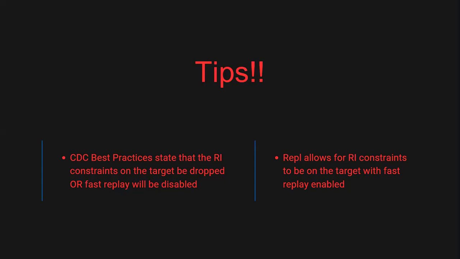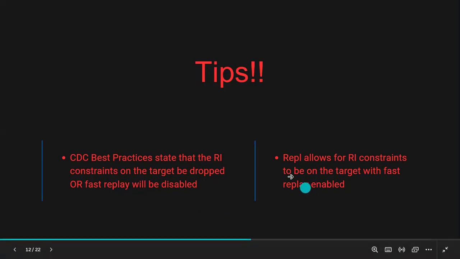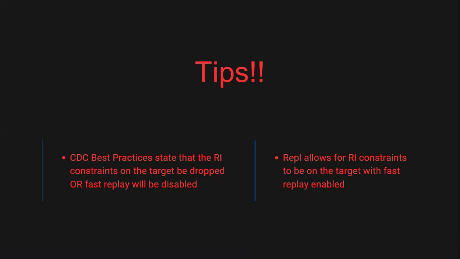But again, as I said, special skill has to be acquired to deploy CDC and implement it. So Q replication, the second part: Q replication allows RI constraints, referential integrity constraints, to be on the target with fast replay enabled. It means when we say Q replication, it's okay if you keep the referential integrities on the target, I'll take care of it.